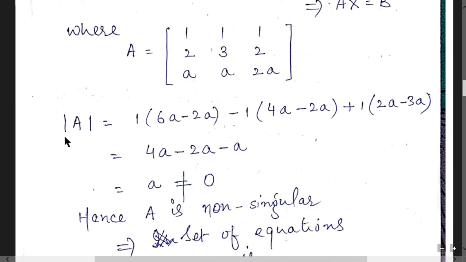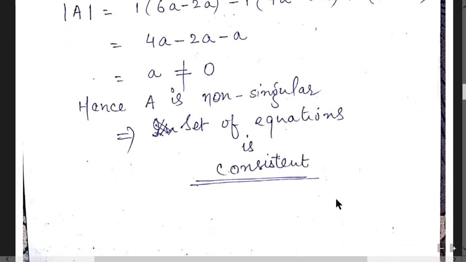Calculate the value of the determinant of A. 1 into 6a minus 2a, minus 1 into 4a minus 2a, plus 1 into 2a minus 3a. The value is a. If the value of a is non-zero, then it is non-singular. The set of equations is consistent.